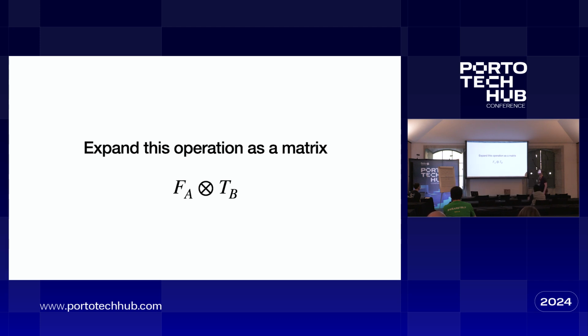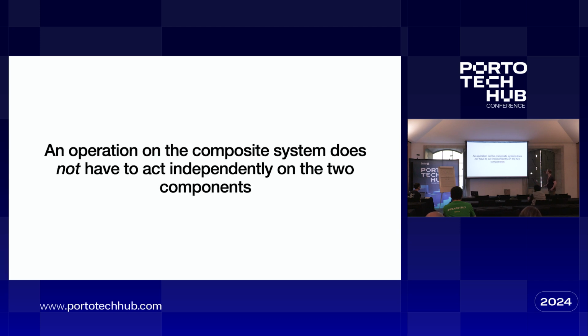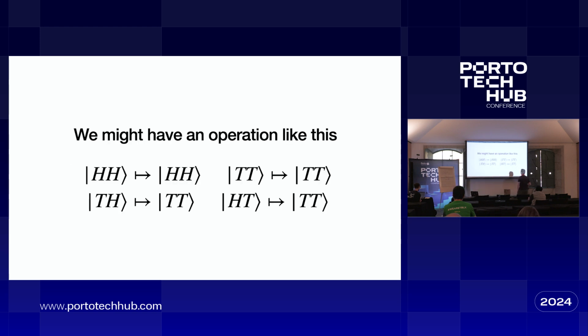Yeah, it's a 4x4 matrix. But this is an operation where I'm acting independently. This acts on Alice, this acts on Bob. Operations don't have to work like that. Let's consider an operation like this.